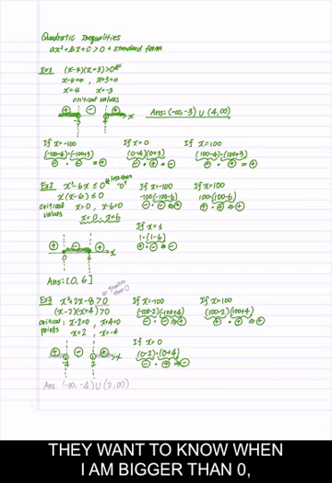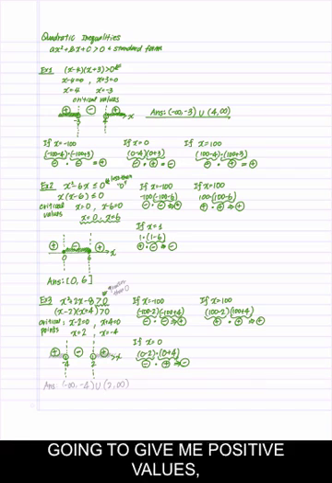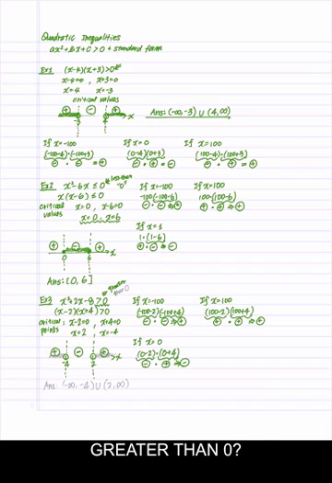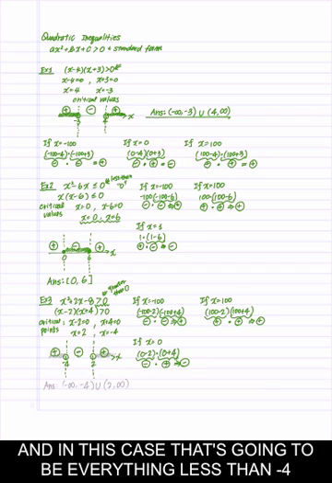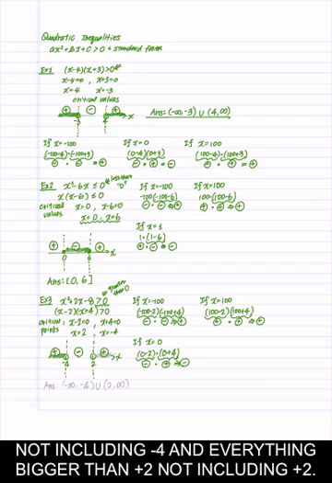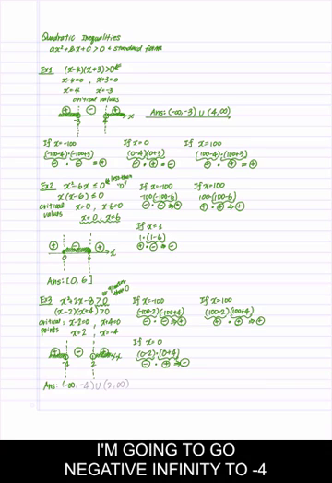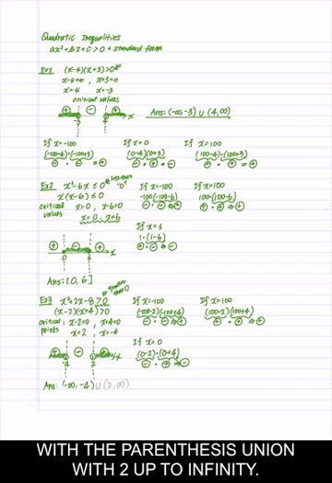Now, going back to the original problem, they want to know when I am bigger than 0, meaning where is that expression going to give me positive values? Which values of x are going to make that expression greater than 0? In this case, that's going to be everything less than -4, not including -4, and everything bigger than +2, not including +2. And here's how that notation is going to look. I'm going to go -infinity to -4 with a parenthesis, union with 2 up to infinity. And there you have it.